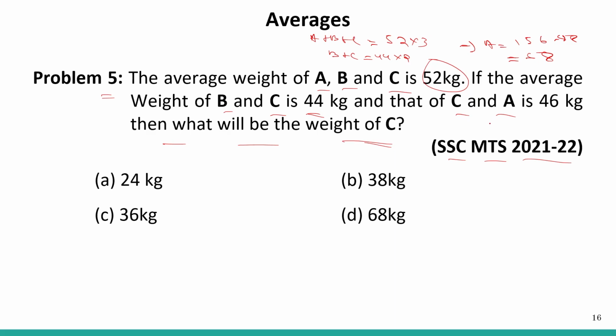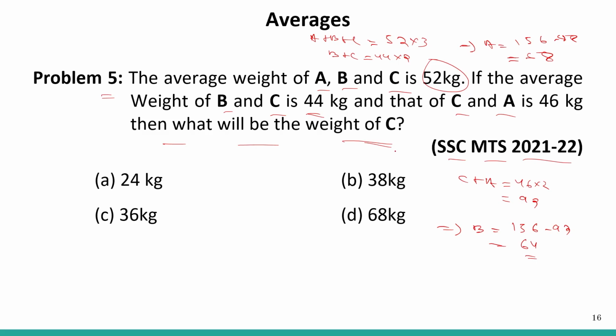And that of C and A is 46. So C plus A is equal to 46 into 2, which is equal to 92. So this implies that B is equal to 156 minus 92, so it will be 64. So 64 will be B.